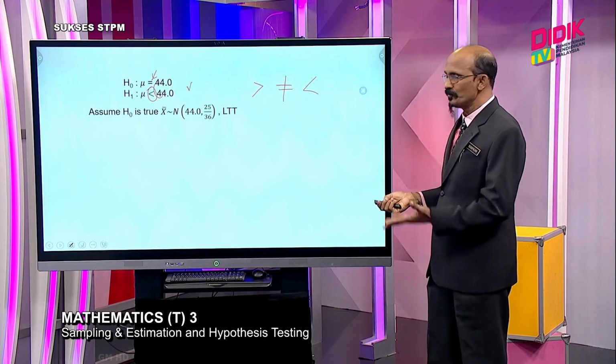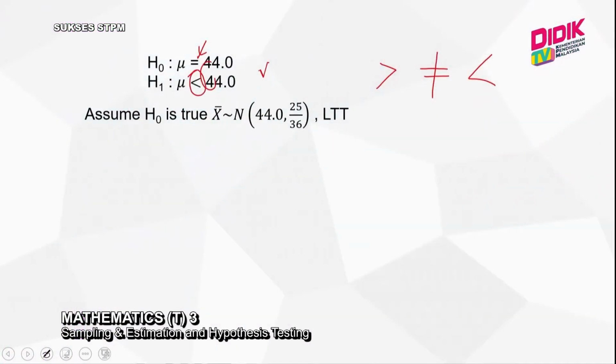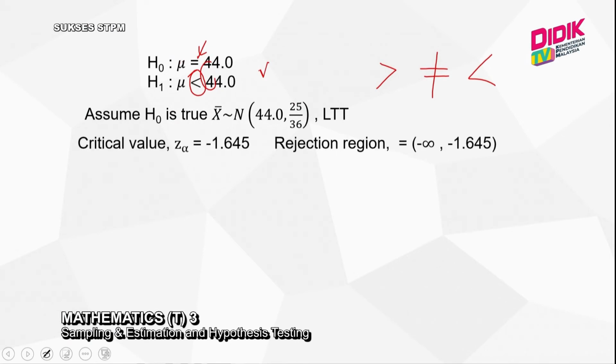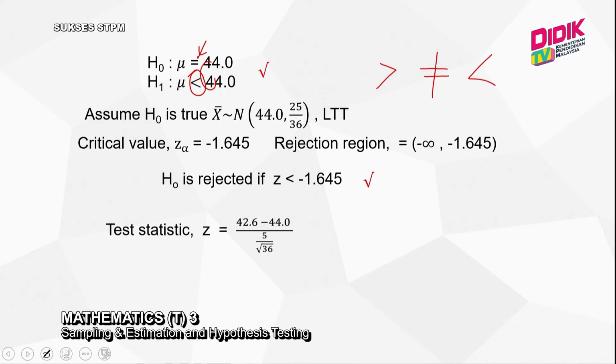Then you define the distribution for X bar by assuming H naught. We assume this one is true. So our critical value, our critical region, is based on what is given, the 5% significant level. So our early decision, we will reject this. So in step 4, I find my test statistic using the correct formula. I substitute inside my formula, and I find my value is equal to negative 1.68.